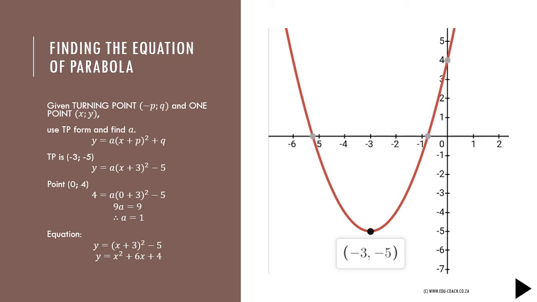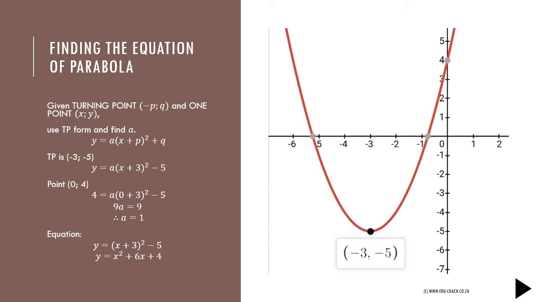Substitute in the values for p and q. So remember, the turning point is (-p, q). So here your turning point is (-3, -5), which means that our value for p is 3 and our value for q is -5. So we substitute that into the equation.